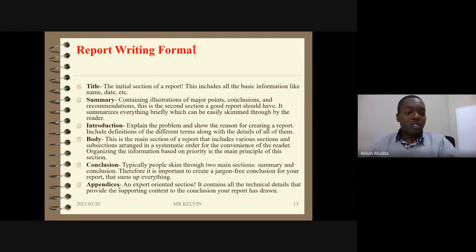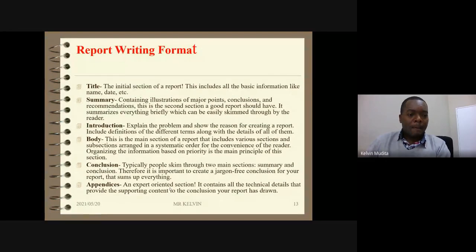So if it is stock taking, in the appendices is where you attach the detailed stock record or your stock sheet. After reporting how many breakages we had and how many items we bought, you attach the final document at the end. So appendices are simply attachments to a report. That is the structure or format of a report. Very basic.